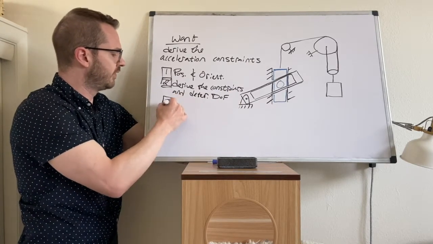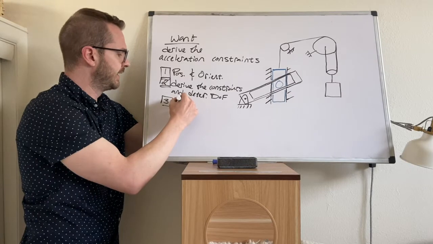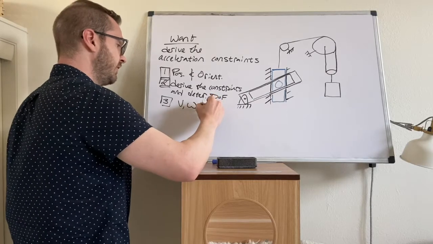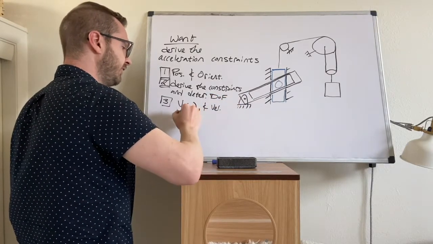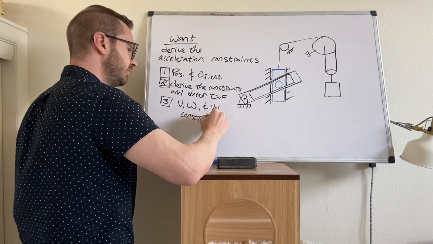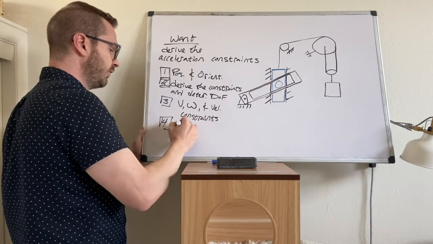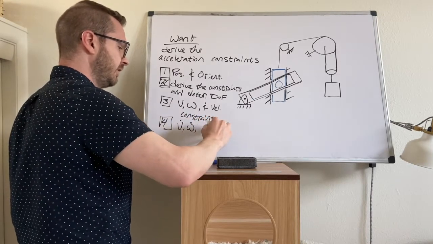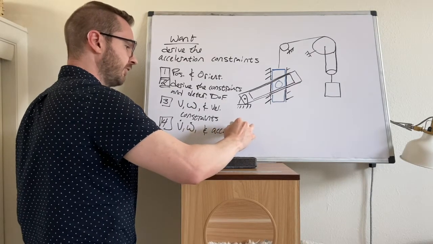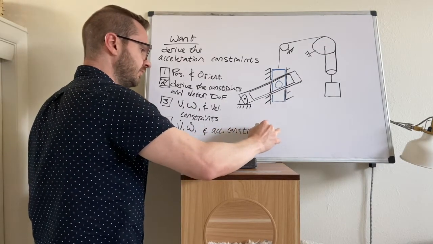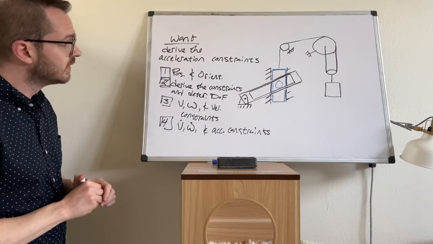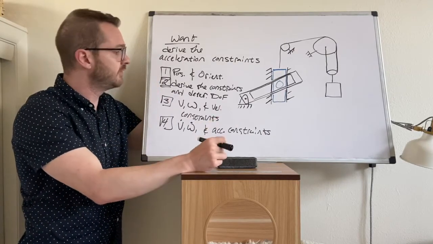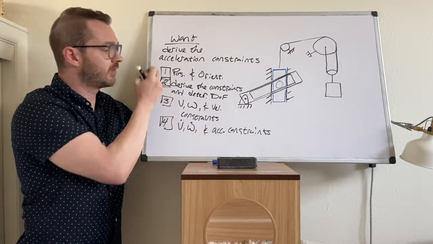Once we do that, we're going to move on to the velocity level. So let's say linear velocity, angular velocity, and the velocity constraints. And then after that, we will do linear acceleration, angular acceleration, and acceleration constraints. Okay. All right, we've got this in our head. We know what we need to do. Let me clean this up, and we're going to get started with position orientation.